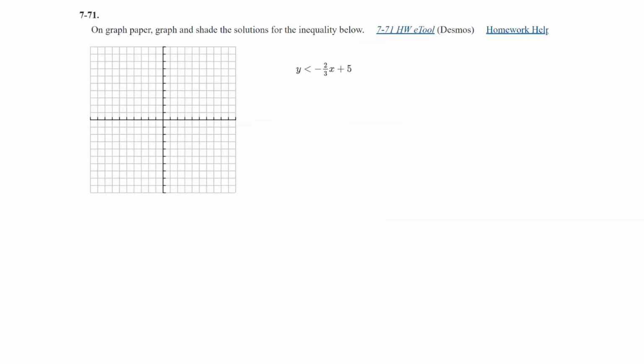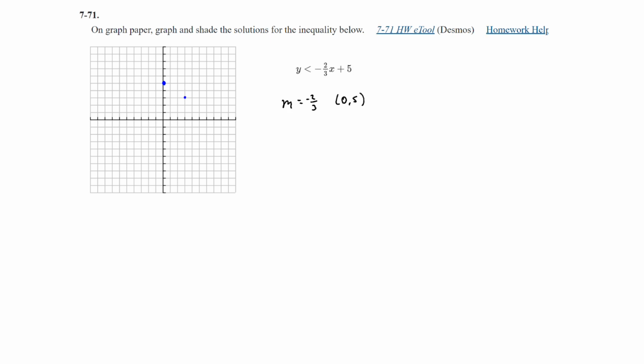Question 71. On graph paper, graph and shade the solutions for the inequality below. Once again, if you want to use a calculator to help you, this one's not bad. It's just a linear equation, but it is an inequality. So if you forget how to graph inequalities, you still graph the boundary line, just like you would graph the line here with a slope of negative 2/3 and an initial starting value of 0,5, which is your y-intercept. So we would just plot that, and then we could do negative 2/3.